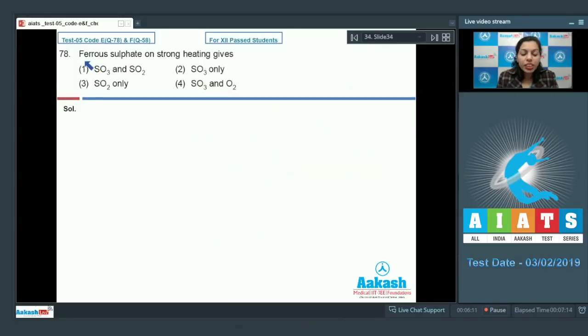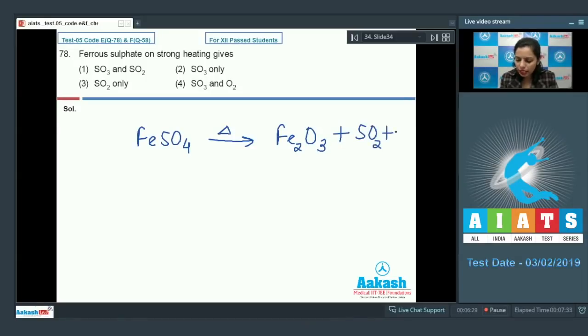And after this, question number 78. Ferrous sulfate on strong heating gives. Ferrous sulfate, that's FeSO4. In the crystalline form, it is green in color, and on strong heating, it produces Fe2O3, ferric oxide. Along with that, 2 gases are released, which are SO2 and SO3, and that results in the smell of the burning sulfur.